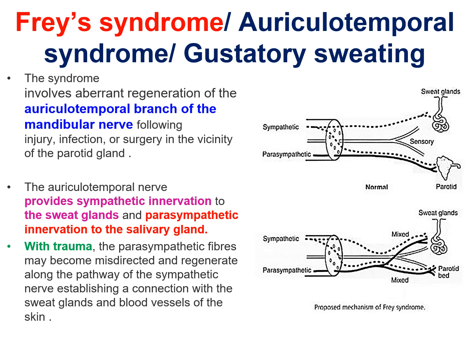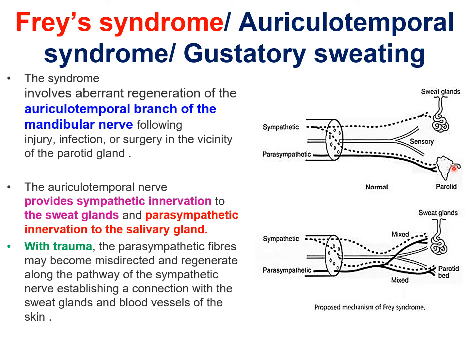Another important clinical condition associated with parotid gland is the Frey syndrome, also known as auriculotemporal syndrome or gustatory sweating. The cause of the syndrome involves the aberrant regeneration of the auriculotemporal nerve, which is a branch of mandibular nerve, following injury, infection, or surgery in the vicinity of parotid gland. The penetrating wounds of the gland or the surgery or the trauma result in opening up of the parotid capsule, which damages the auriculotemporal nerve, and sometimes it also involves the great auricular nerve.